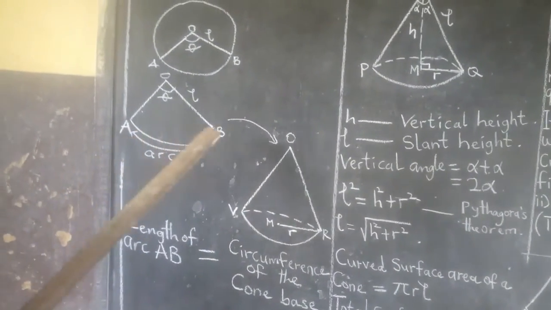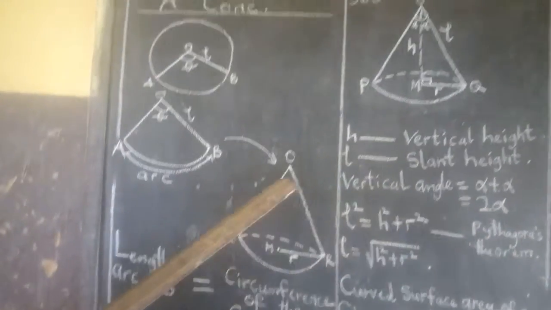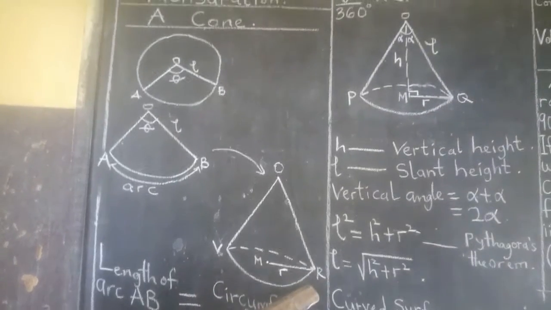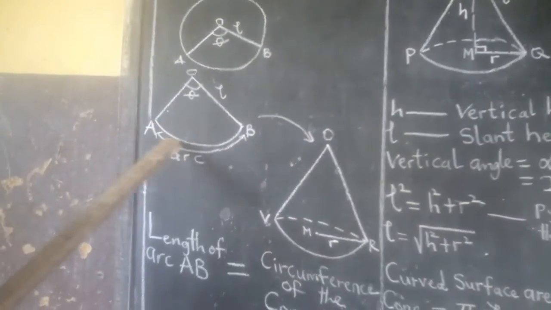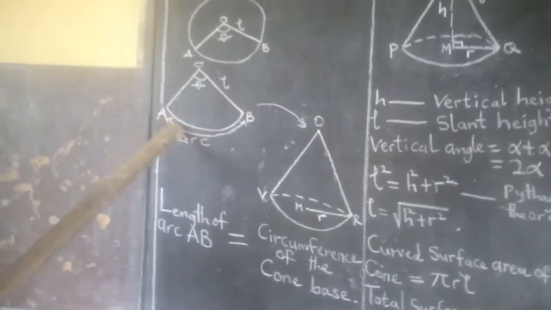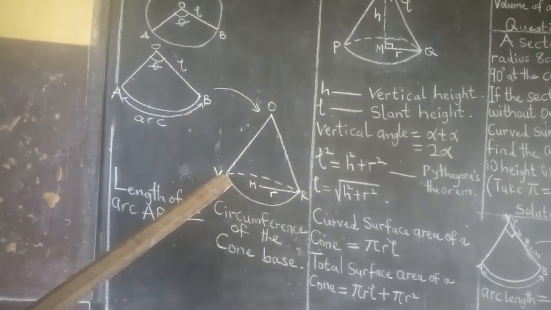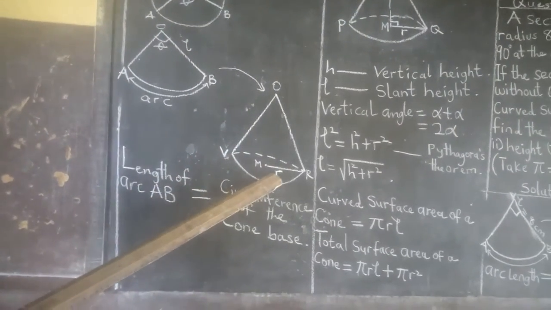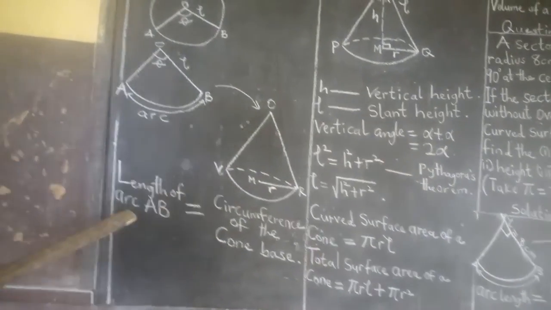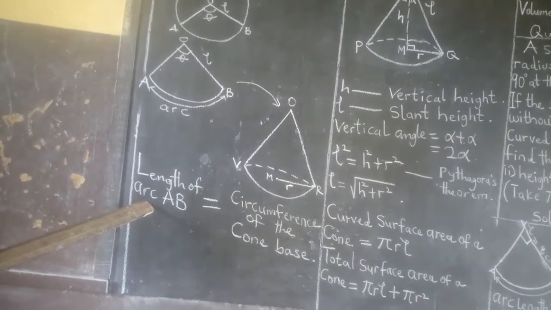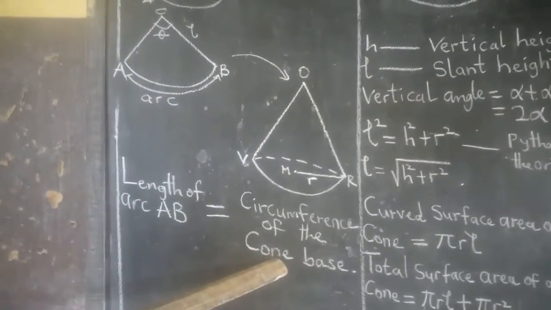The overlap, B will come on A, so we have to rename. This is cone OBI. And another important thing is that when this folds, arc AB will now become the base of the cone. So the base of the cone will have its radius. Now this results in length of arc AB being equal to the circumference of the cone base.